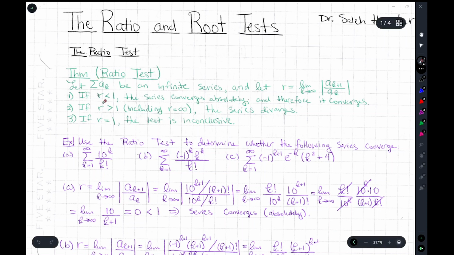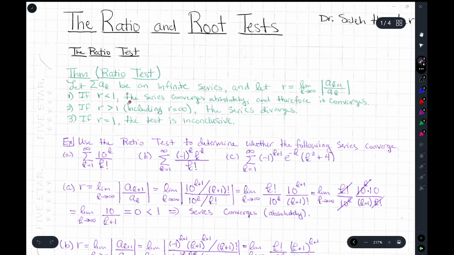So let the sum of a_k be an infinite series, and let R, and this is important, be equal to the limit as k goes to infinity of the absolute value of a_(k+1), so the (k+1)th term, over a_k. You're going to take the absolute value of that ratio, so one term and then the next term, and take the limit of that ratio as k goes to infinity. And we have the following cases.